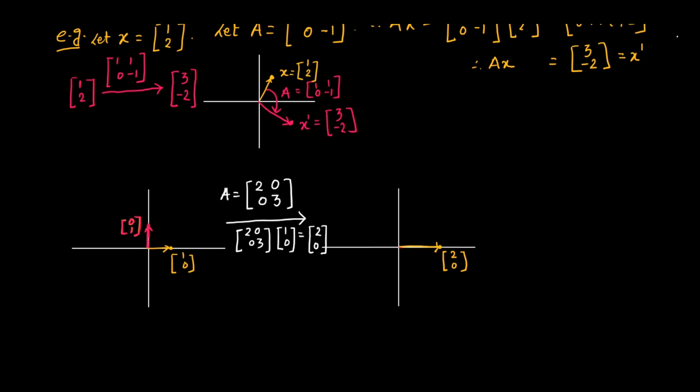And your unit vector along the y-axis, that is 0, 1. Let us see what happened with that. So 2, 0, 0, 3 operated with 0, 1. If we multiply, we will get 0, 3. So your pink unit vector will now shift to 0, 3, maybe something like this.